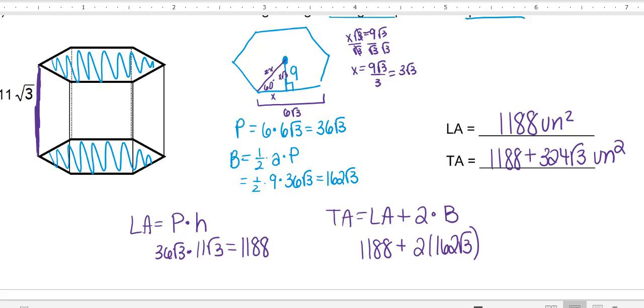Right? Always sketch out that base, find your area, find your perimeter, and the LA and the TA will be a piece of cake. All right, great job today, guys.